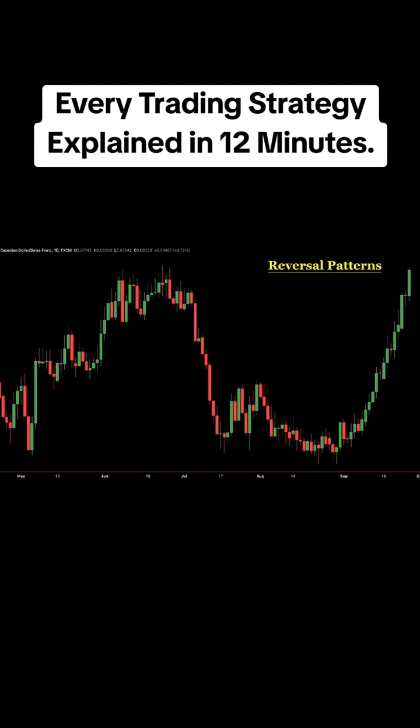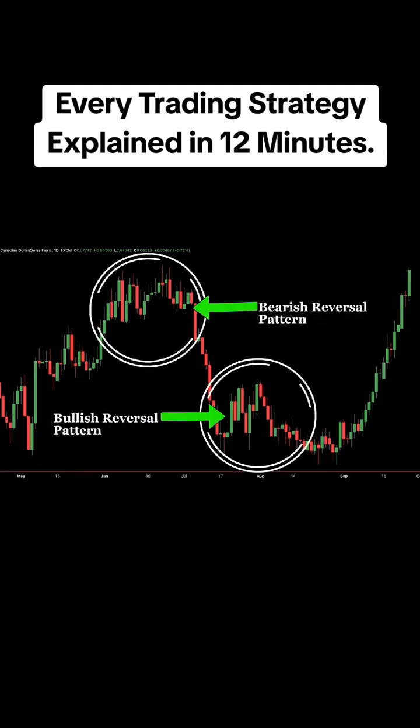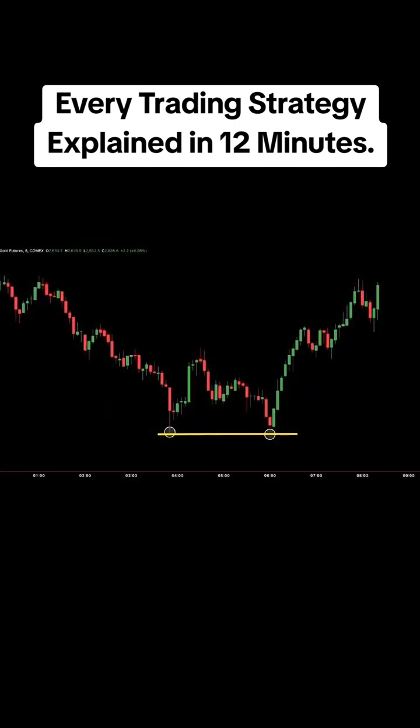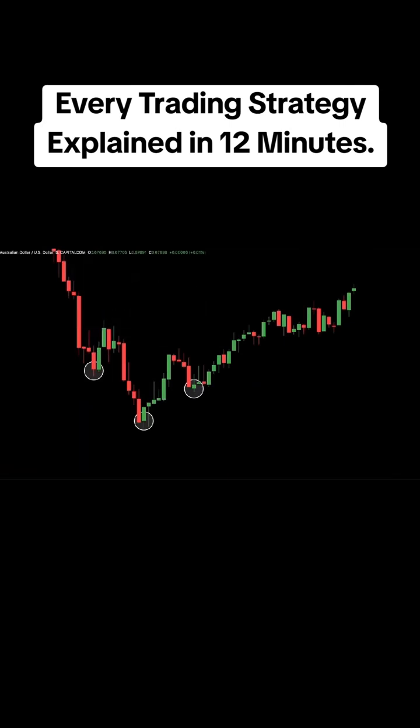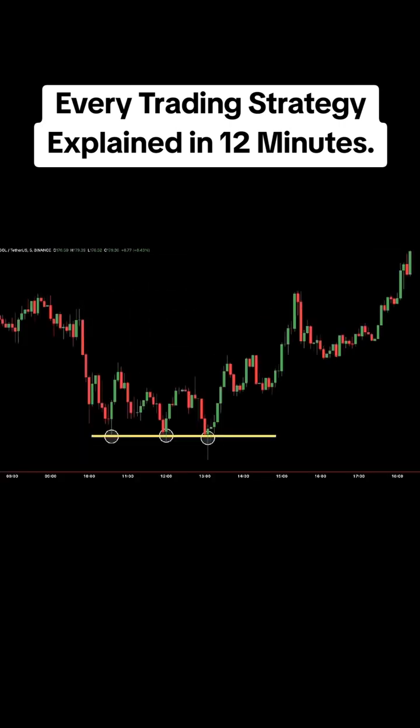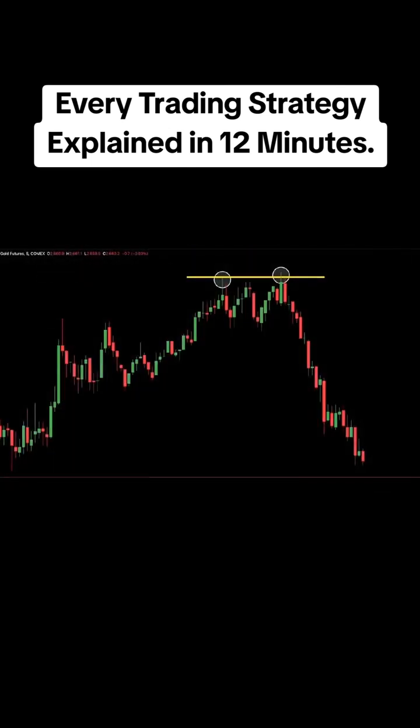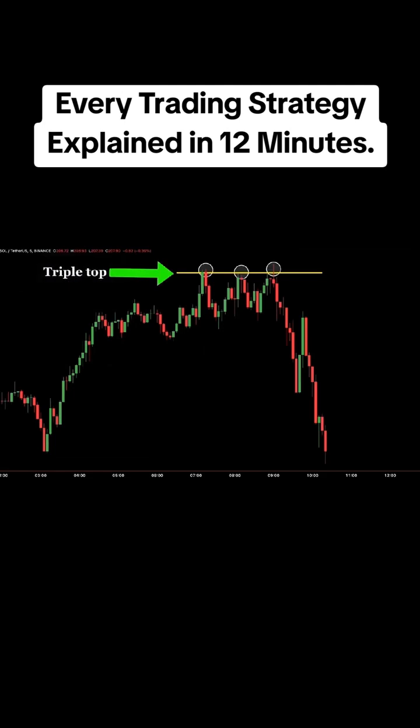Reversal patterns. Reversal patterns indicate a potential change in market direction and typically form at the end of trends. For bullish reversals, common patterns include the double bottom, the inverted head and shoulders, and the triple bottom, all of which signal a potential shift from a downtrend to an uptrend. For bearish reversals, key patterns are the double top, the head and shoulders, and the triple top, which suggest a likely change from an uptrend to a downtrend. These patterns provide valuable clues for traders to anticipate trend reversals and adjust their positions accordingly.